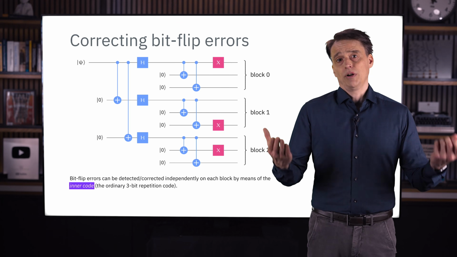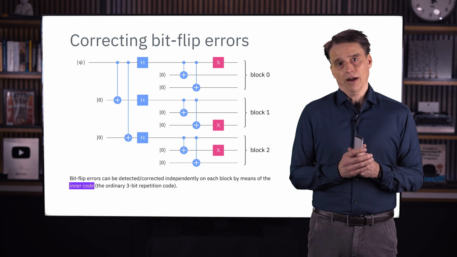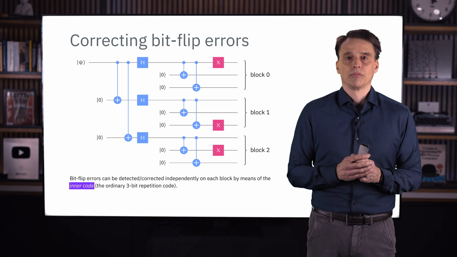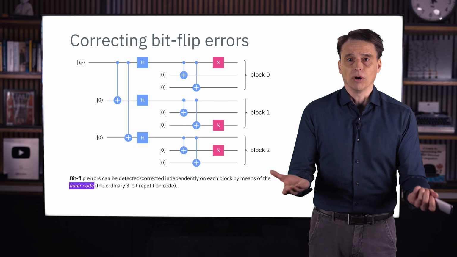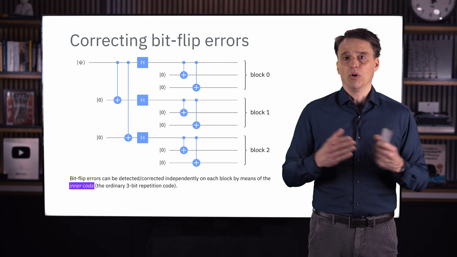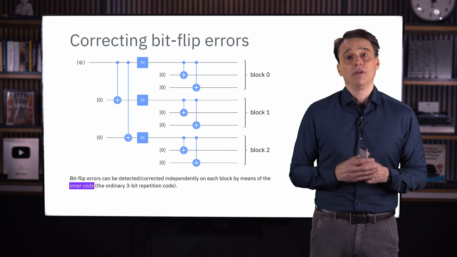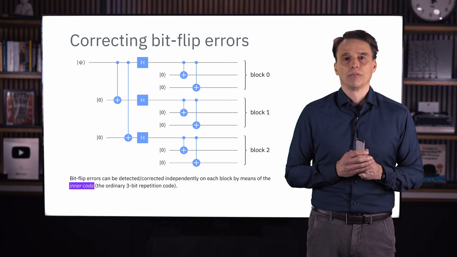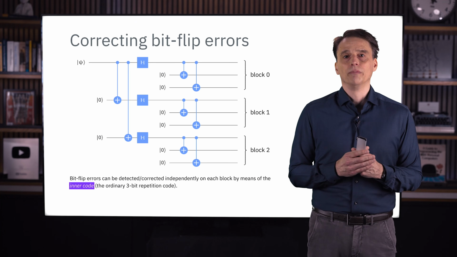In fact, we could even have multiple X errors and still correct them in this way, provided that the errors are in separate blocks. If we had 2 or 3 X errors in a single block, we'd be in trouble, but as long as there's at most 1 X error per block, the inner code will catch them and we'll be able to recover the original encoded state. So, correcting bit flip errors is a pretty simple matter for this code.